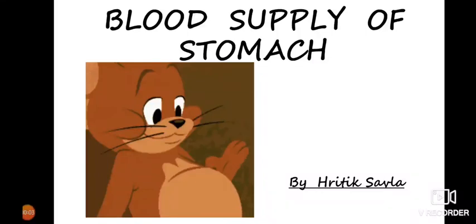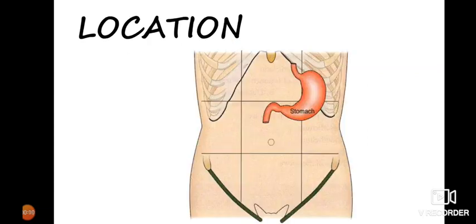Today I will be discussing the most important topic for the university exam, which is the blood supply of stomach. Stomach is a muscular bag forming the most distensible part of the digestive tube. It lies obliquely in upper and left part of the abdomen, occupying epigastric, umbilical and left hypochondriac regions.